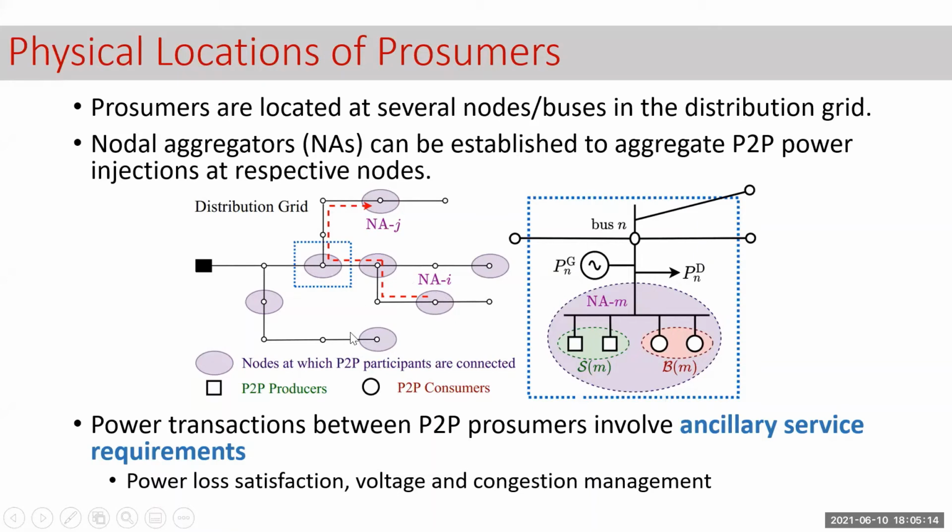That means there should be a mechanism so that the DSO can recover the cost of provisioning ancillary services to facilitate these P2P transactions. So this work and the case studies will talk about how we can recover those costs from the respective trading pairs.